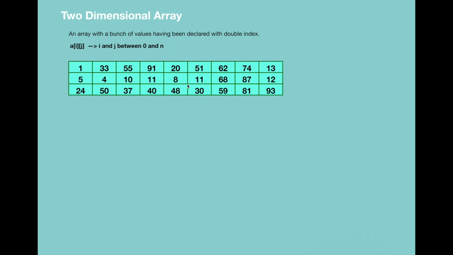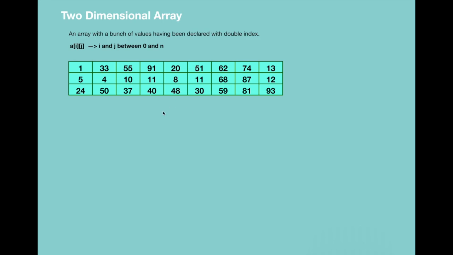As you can see from this picture, a two-dimensional array is a combination of one-dimensional arrays. Here we have 3 rows, which means the first row is the first one-dimensional array, the second row is the second one-dimensional array, and the third row is the third one-dimensional array. In a one-dimensional array, we have only one row and multiple columns. But in a two-dimensional array, we have multiple columns and multiple rows. So in this case, as I mentioned, this is a combination of 3 one-dimensional arrays.